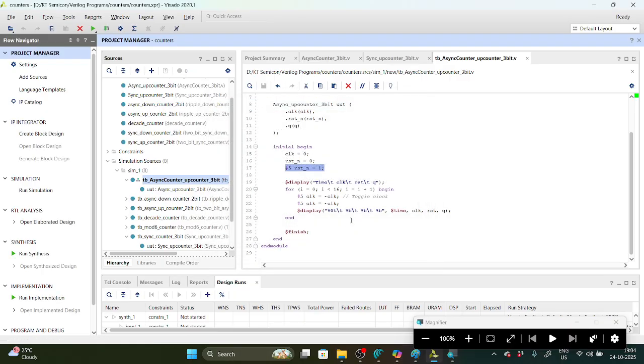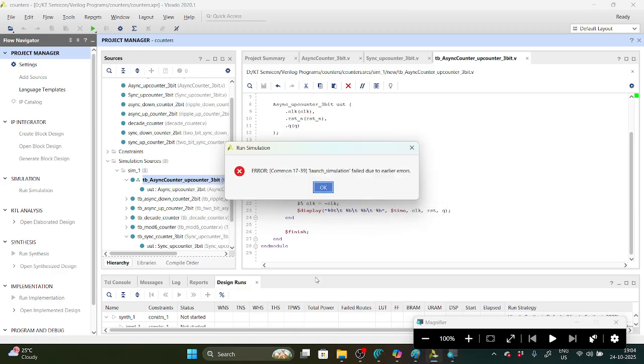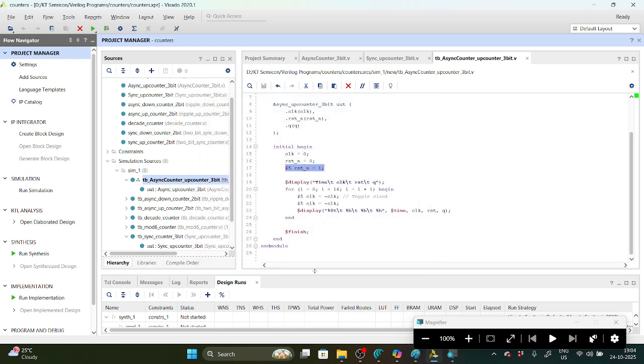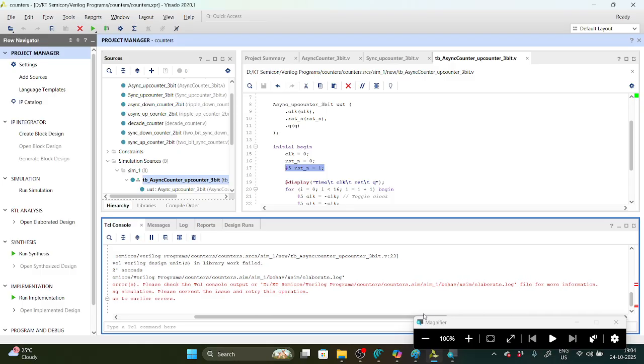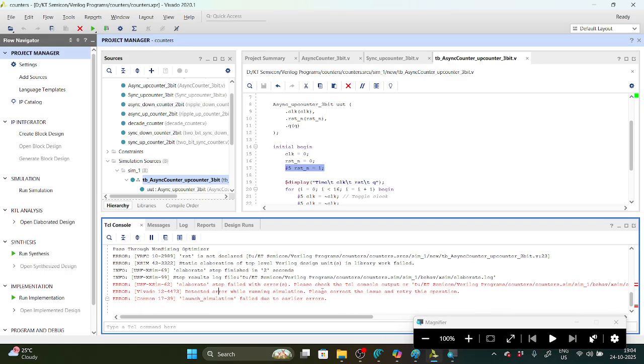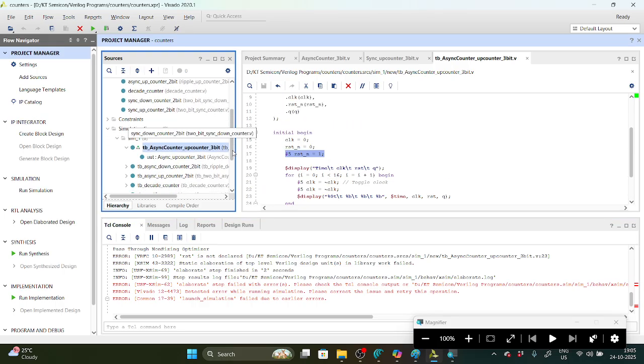I'm getting errors. Where I'm getting errors, I need to see. Visual console. Yeah, where I'm getting the error, I need to see.